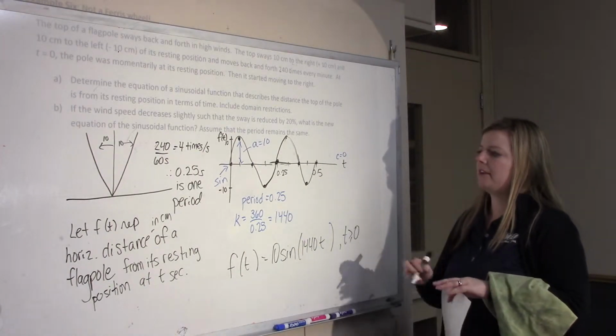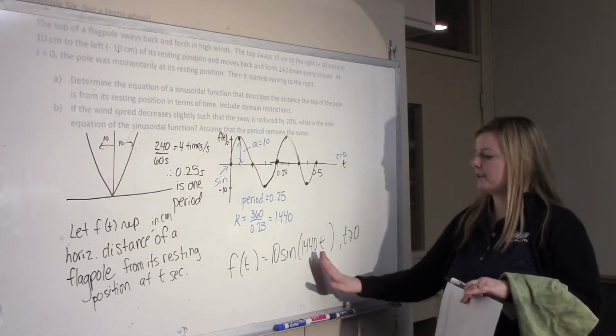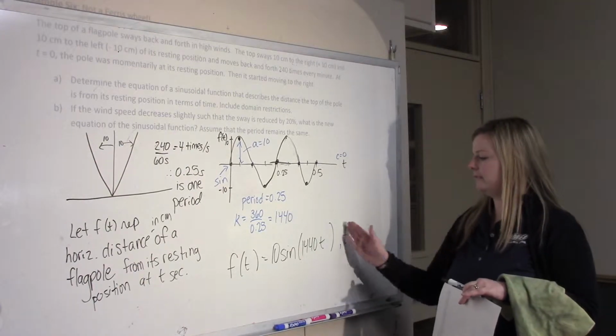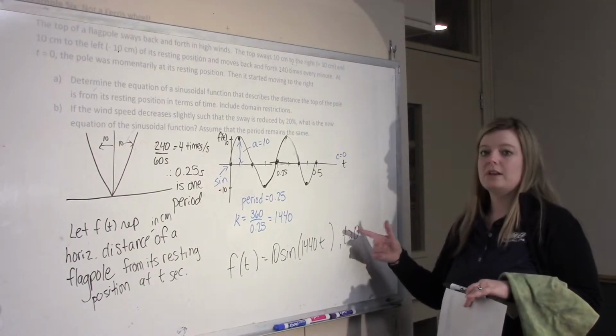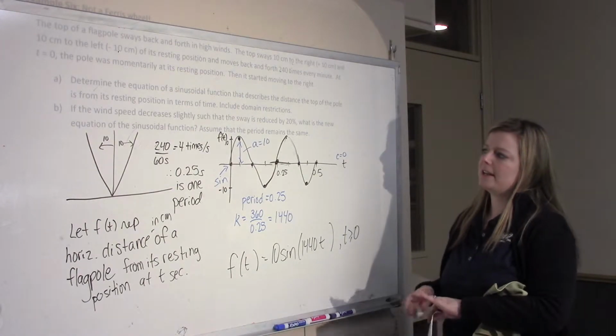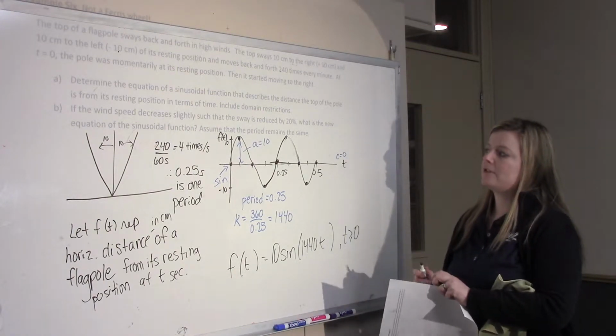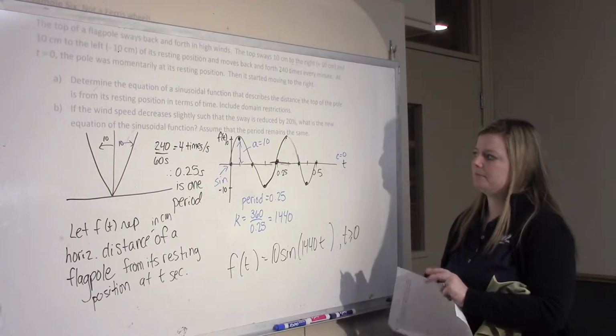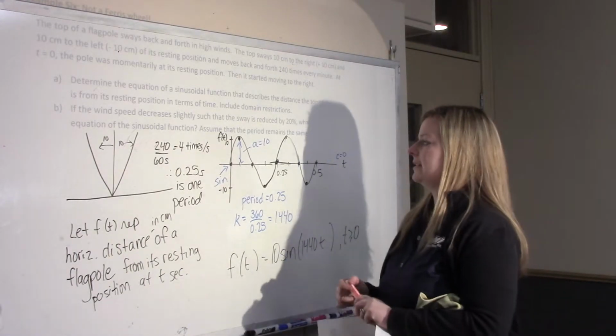We analyzed everything. The amplitude comes first. The k value is here. There's no phase shift and no change in the axis. So what if the wind speed decreased slightly such that the sway is reduced by 20%? Okay, assume the period remains the same.